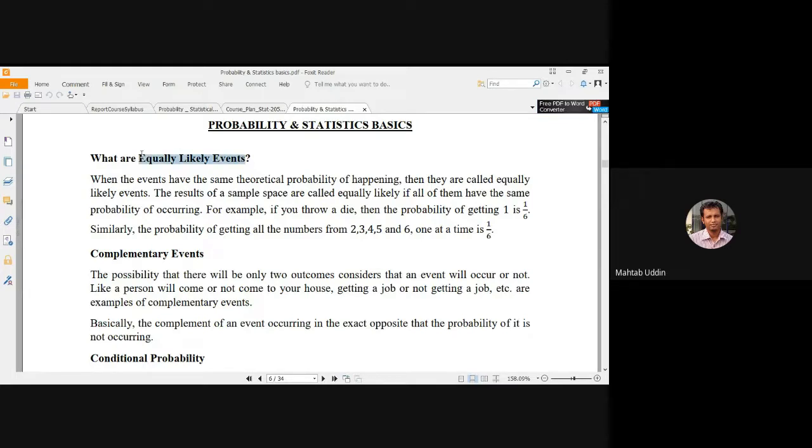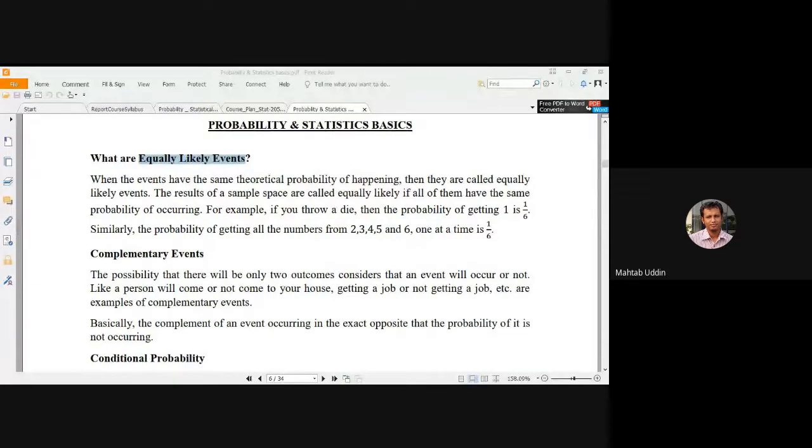Like in a coin toss, there are how many sides? 2, sir. Head and tail. What is the probability of getting head? 1/2. What is the probability of getting tail? 1/2. They're equal, right? Yes sir.